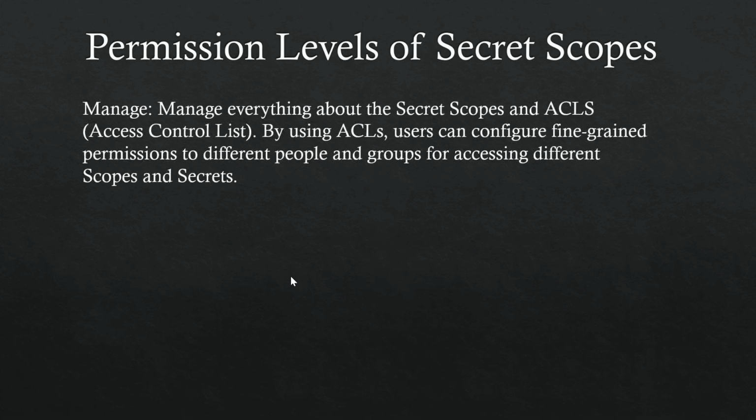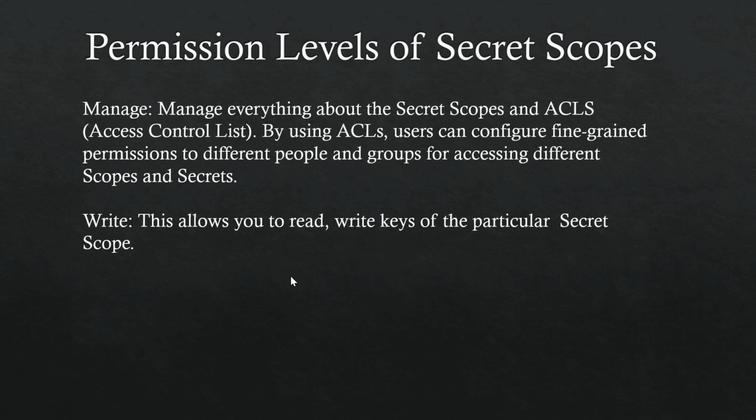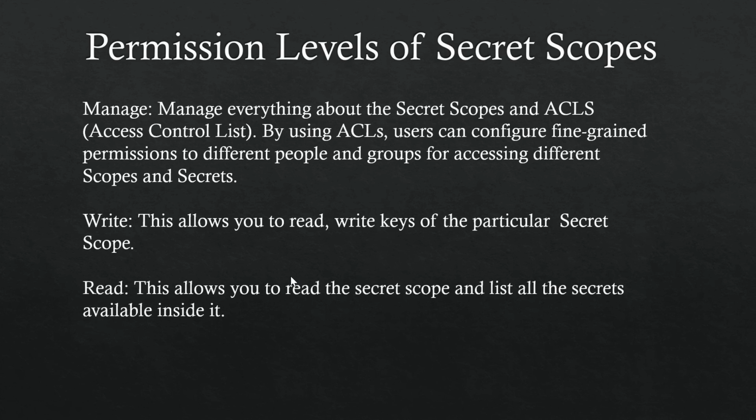The permission levels of secret scope are, there are three permission levels that we have. First is manage, in which you can manage everything about the secret scopes and the ACL, and the user can configure or fine-grain the permissions for different people and groups accessing the different scopes and secrets. Then you can also write and read the keys of a particular secret scope if you have the write permission. And if you just have the read permission, in that case, you can only read the secret scope and list all the secrets available inside it, but you don't have the permission to create a new secret inside that particular secret scope.